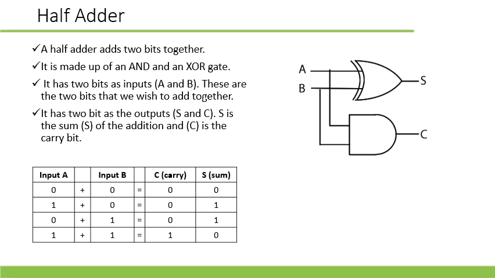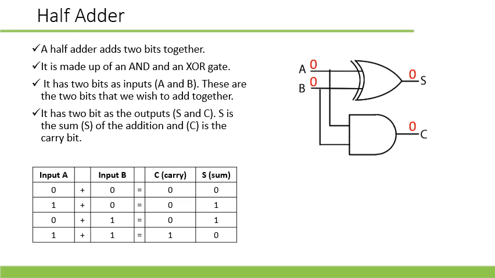The half adder allows us to implement those binary addition rules. So what it does is it takes two bits as input and adds those together. It's made up of an AND gate and an XOR gate, and it has, as I said, two bits as input, and then it has two bits as output: the sum of the two bits, and also the bit that we'd like to carry. So let's have a look at just the examples of different inputs into the half adder.